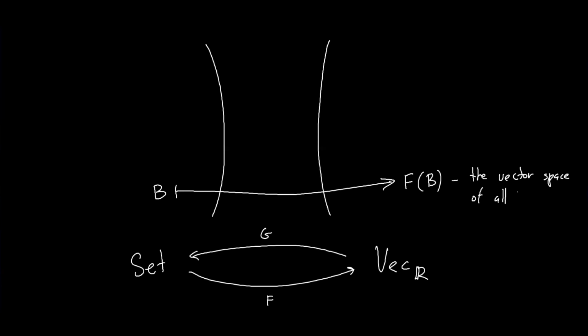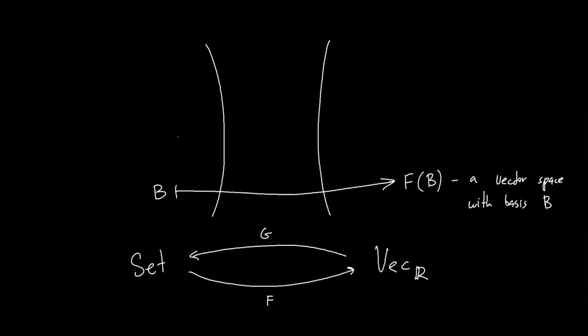So we can think of this as the vector space with basis B. Okay, maybe let's keep it simple. We would write something like the space of all finitely supported real-valued functions on B or something like that. Okay. So that's our functor going from the category of sets to the category of vector spaces.